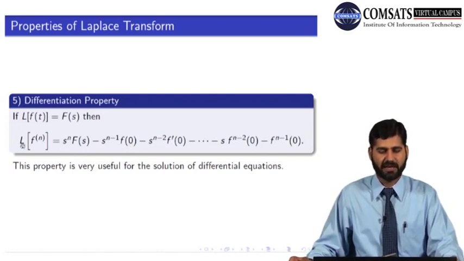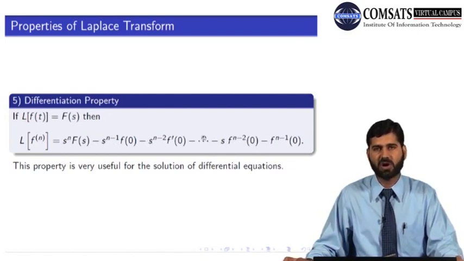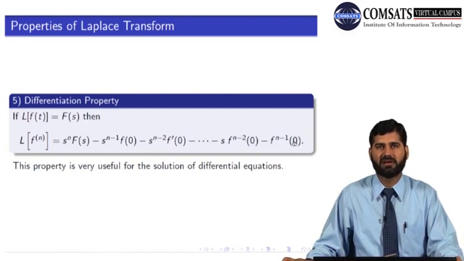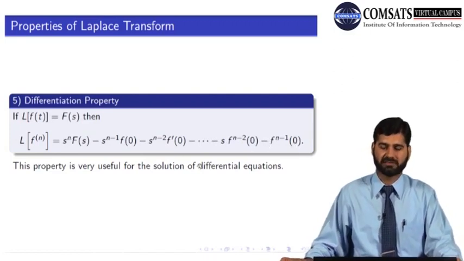If you take the Laplace transform of the nth derivative of the function, it is equal to s^n F(s) minus, you keep decreasing the power of s: s^n, s^(n-1), s^(n-2), and so on. Here you start with f(0), and then you increase the derivative, f'(0), f''(0), and so on. You have to stop when there is no s remaining.